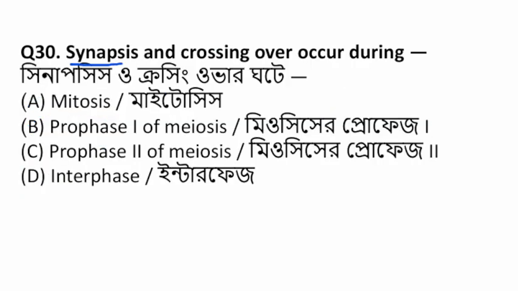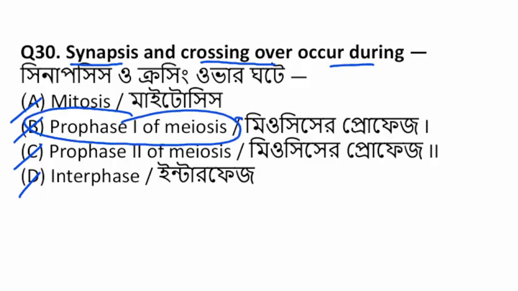Next is, synapsis and crossing over occurs during: mitosis, prophase 1 of meiosis, prophase 2 of meiosis, or interphase. So the synapsis basically occurs during prophase 1 of meiosis.